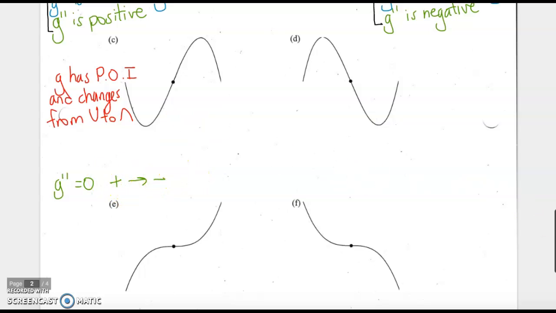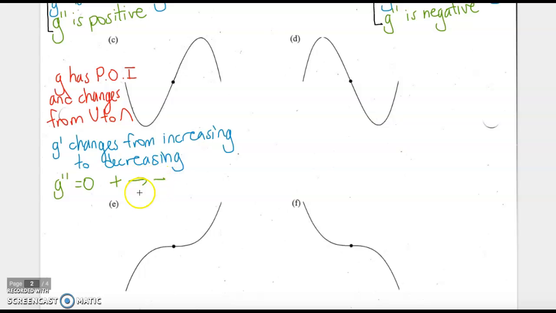Now let's talk about what that means for our first derivative, because this one's a little less intuitive. If your second derivative equals 0 at that point and then changes from positive to negative, well, if my second derivative is positive originally, that means that your first derivative changes from increasing, because your second derivative was positive, to decreasing, because your second derivative turned negative.